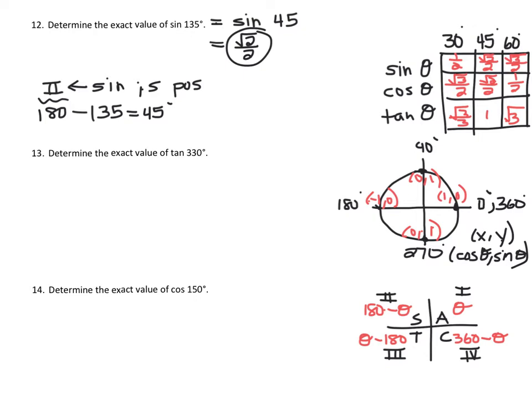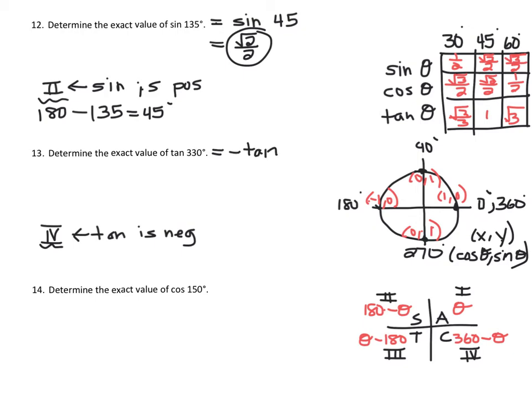Okay, number 13, determine the exact value of tan of 330. Okay, so 330 degrees is in between 270 and 360, so that puts us down here in the fourth quadrant. All right, so we're in quadrant 4. And in the fourth quadrant, we could see over here, right, cosine is the trig function out of the 3 that's positive. So tan is negative. Okay, so we're going to rewrite this as negative tan.